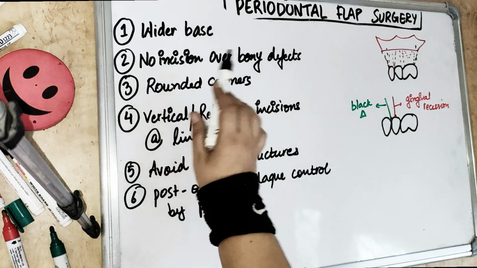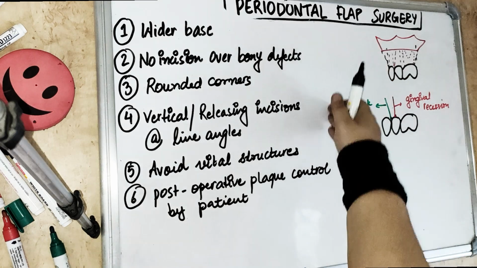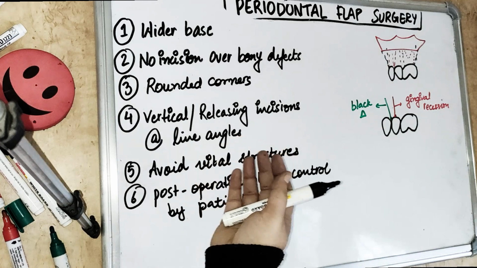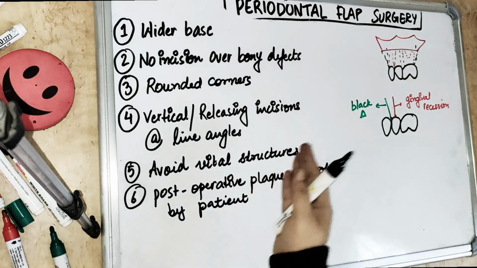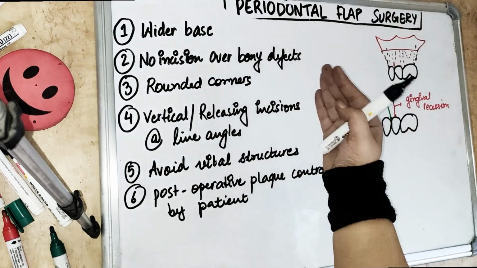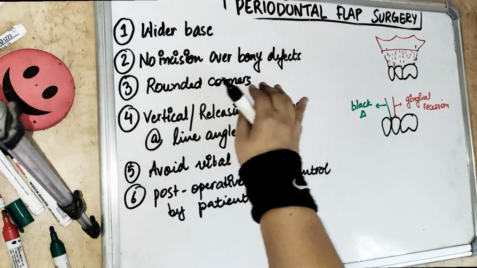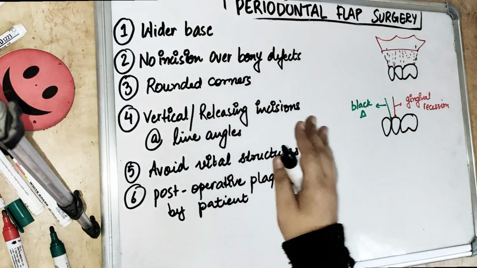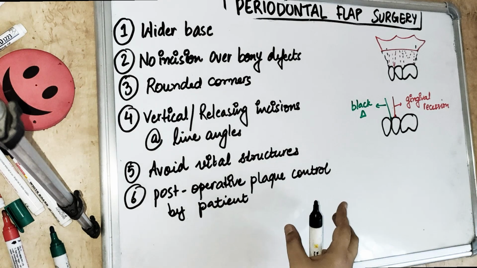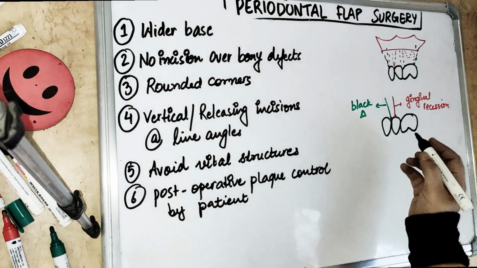There should not be any incision over a bony defect. We should not incise over any bony defect, if there is any fenestration or dehiscence or any bony defect. For example, this should not be done over a recession also. So we should avoid too close contact with any bony defect or any recession, and the corners of the flap should be rounded, and the vertical or releasing incision which we give should be at the line angle.